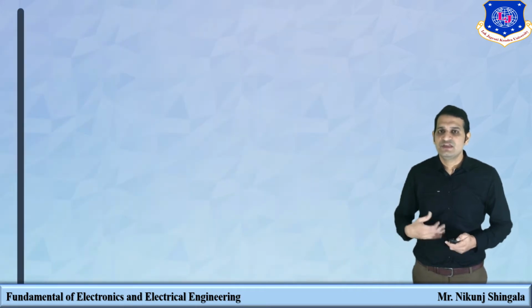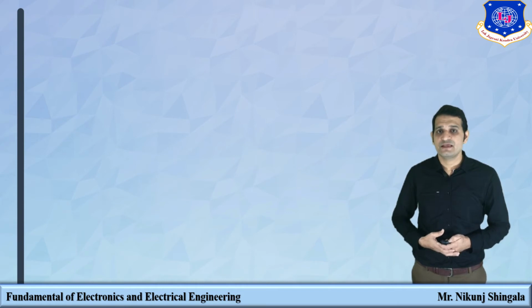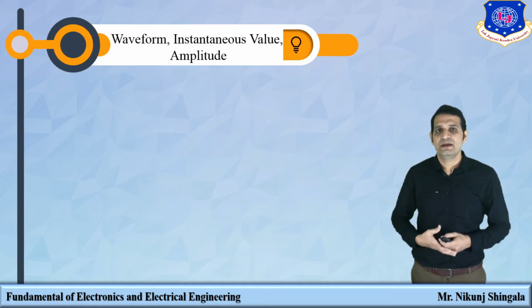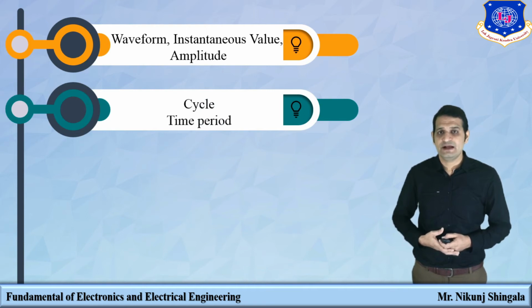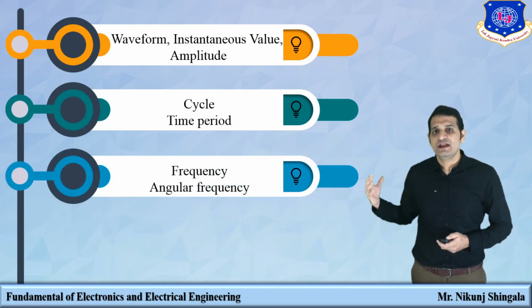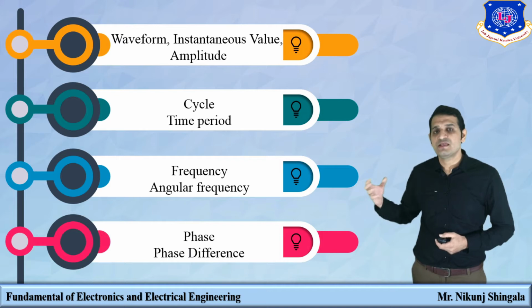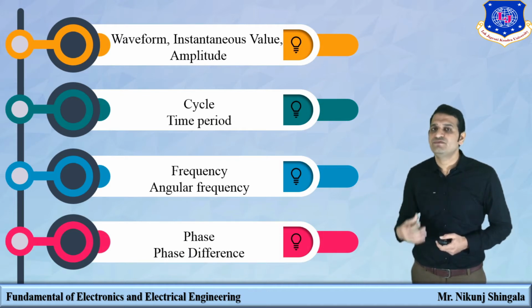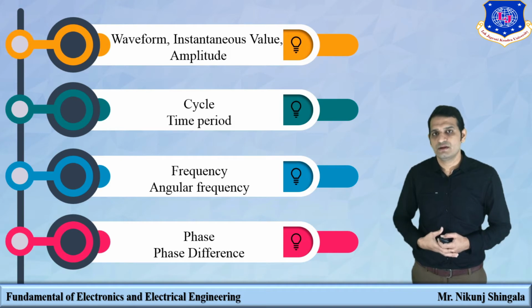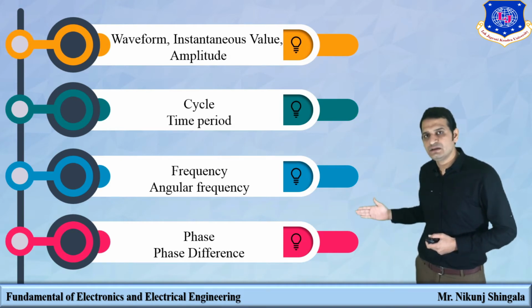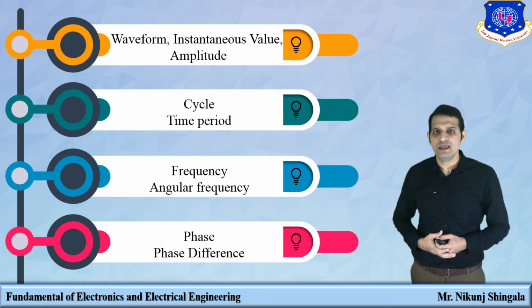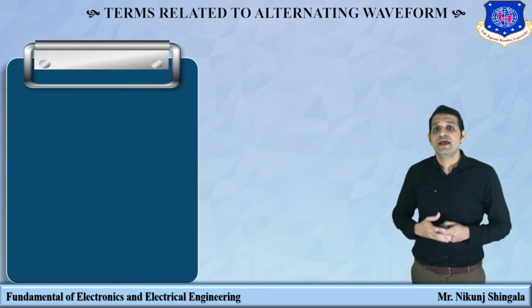So let us discuss which term definitions I am going to cover in this video lecture. Starting with the first one, that is the definition of waveform, instantaneous value and amplitude. The next one is the definition of cycle and time period. The next one is the definition of frequency and angular frequency. And the final one is phase and phase difference, and one example based on phase difference: how to draw the waveform with different phase difference. So these are the different definitions that I am going to discuss, and they are very important for this particular chapter. So starting with the first definition, that is waveform.